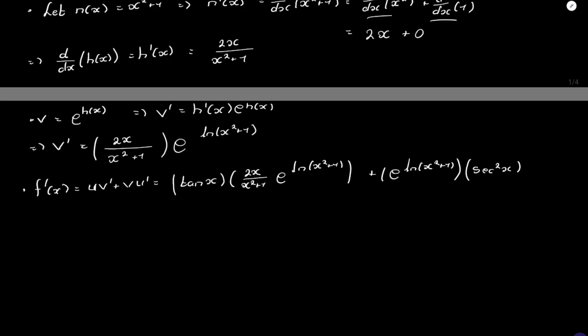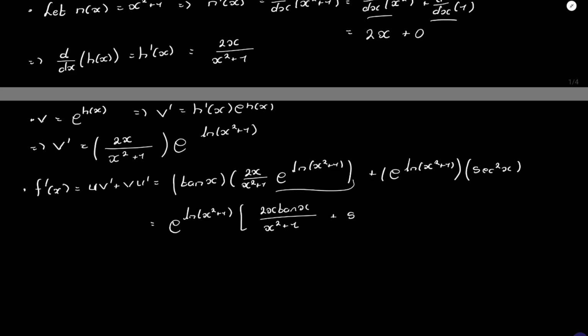So let's simplify this. We have our expression, but we need to simplify it. It looks a bit complex. We have two terms in this equation. What is common in both terms? The first thing we can identify as common is the term e to the power ln of x squared plus 1. So we can factorize that out. E to the power ln of x squared plus 1 in brackets. What is remaining? We have 2x tan x on x squared plus 1 plus sec squared x. So I found f prime of x.